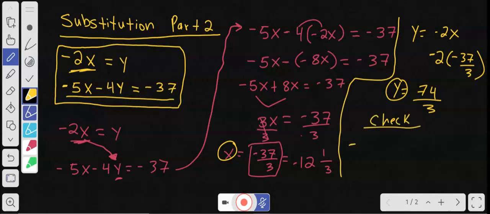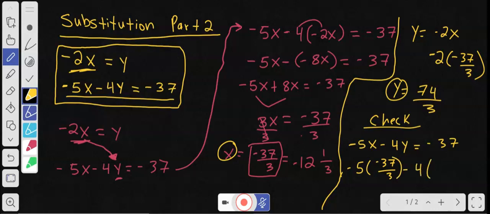So negative 5x minus 4y is equal to negative 37. So putting that together, negative 5 times our x, which is negative 37 over 3, minus 4 times 74 over 3, is supposed to be equal to negative 37.